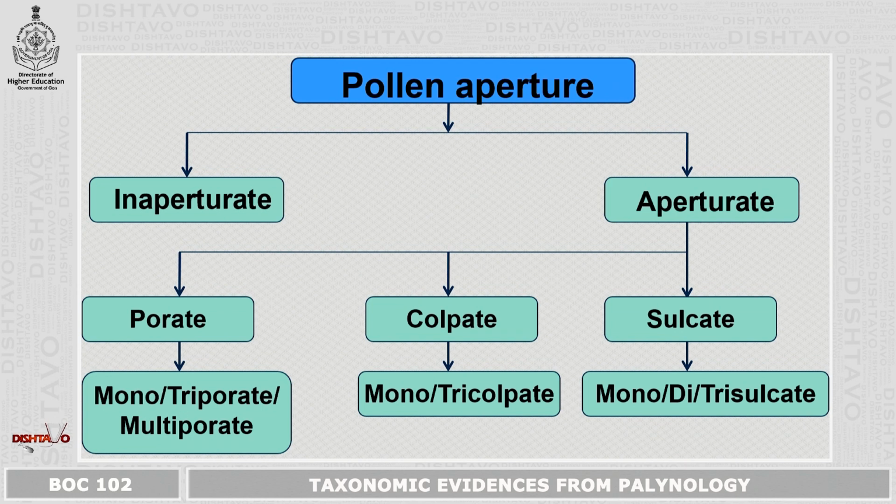There are a number of variations with regard to the pollen aperture as well. We have 2 types initially: inaperturate, that means there is no aperture, and aperturate, that means there is a presence of an aperture. The aperture can be porate, colpate, sulcate, if it's a pore, a furrow, or a sac-like structure. It can be mono, tri, porate, colpate, or sulcate.